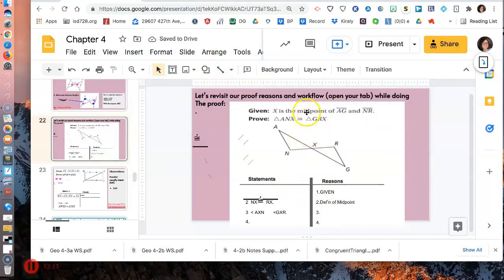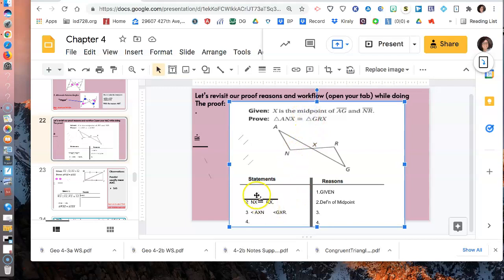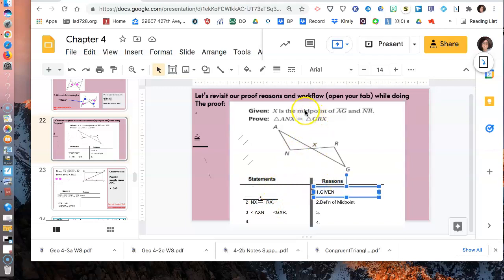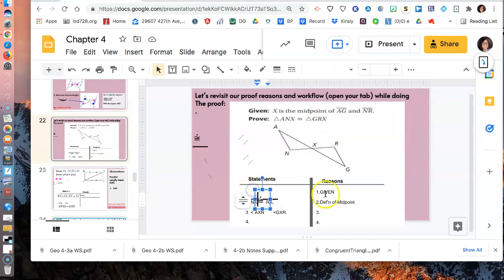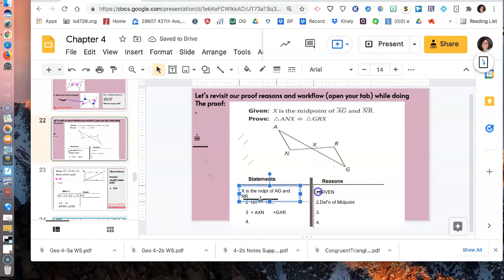So what's the first thing we do in our workflow? We rewrite the given, okay? So we would grab this X is the midpoint, and we would rewrite it down here. Okay, so let's hop on there. Why isn't it allowing me to? I'm going to just grab a new text tool. You can as well. Okay, and we would say X is the midpoint of AG and NR. Why? Because it was given.